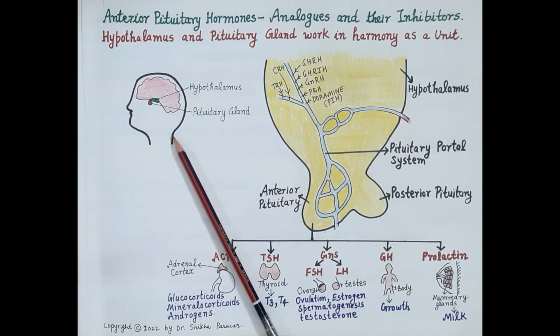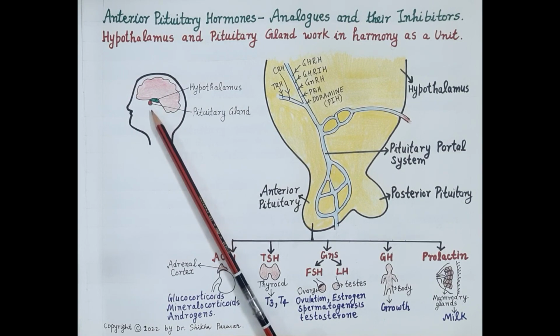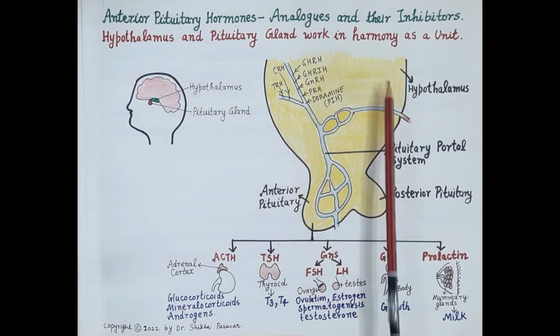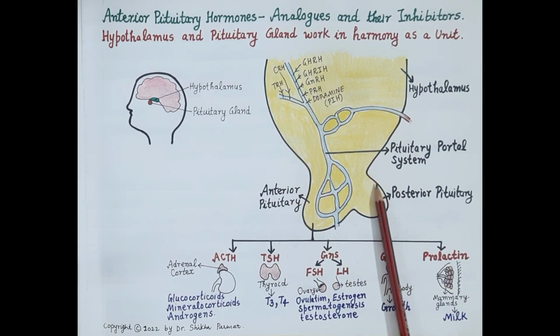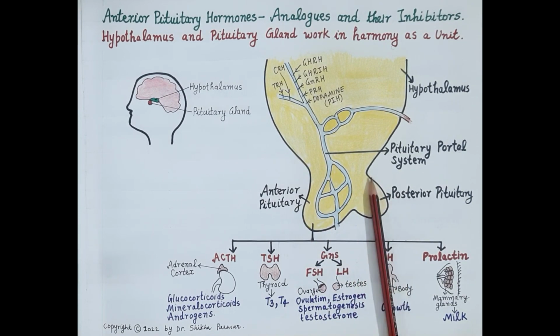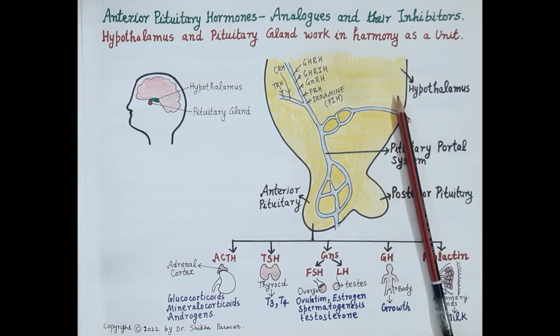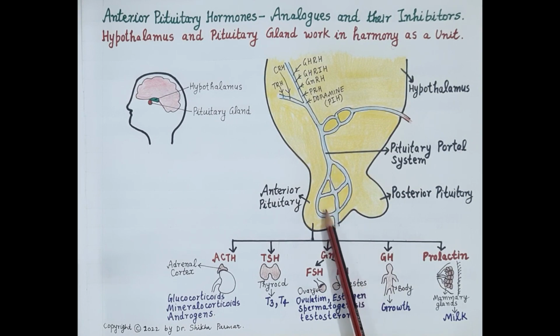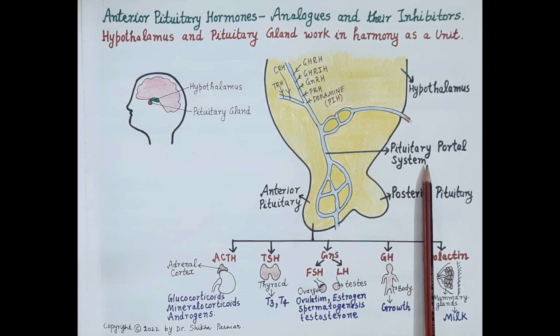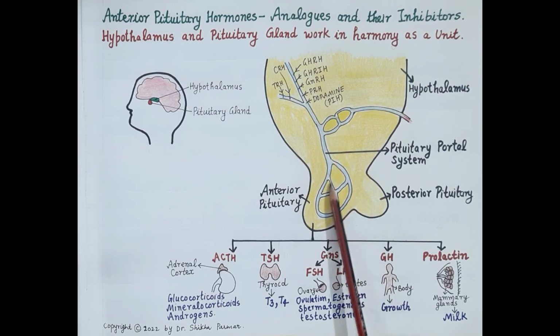Look at this figure. By now we know that the hypothalamus is located towards the base of the brain and the pituitary gland is located just below the hypothalamus. Now look at this figure. This is the zoomed view of the hypothalamus and the pituitary gland. Now, the pituitary gland has two lobes. This is the anterior pituitary and this is the posterior pituitary. Now, the hypothalamus produces releasing hormones that are released in the network of capillaries called the pituitary portal system. Now, these releasing hormones regulate the functioning of the anterior pituitary.